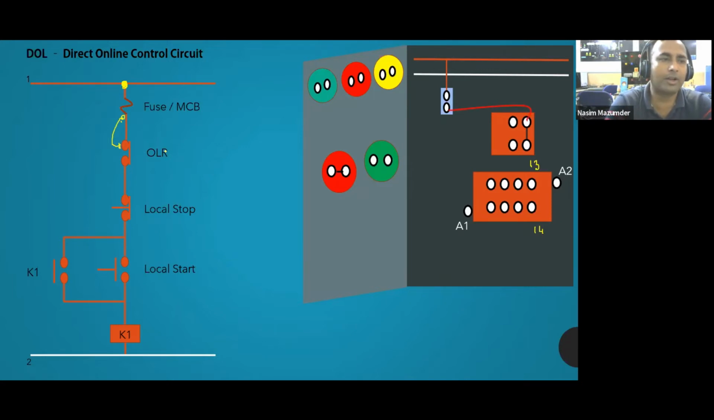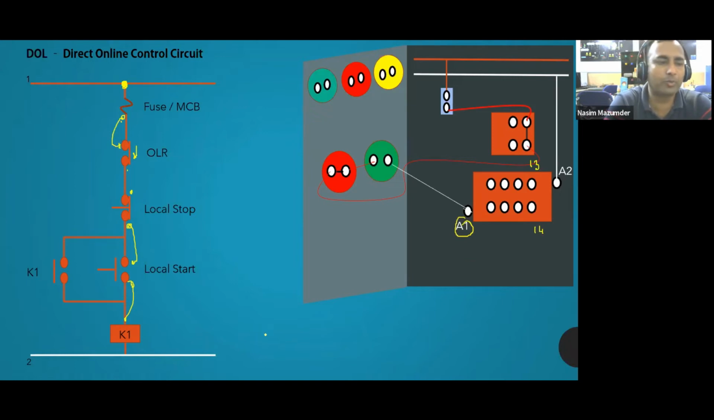Then the overload relay has an NC point, and from this point it is connected to your local stop push button. From the stop push button to your local start. Then from local start to the coil. So I have connected here to my A1 point.